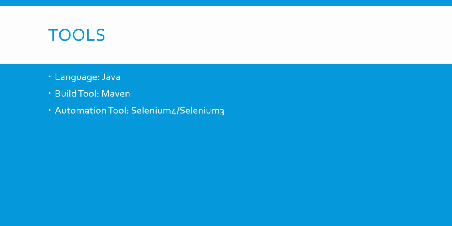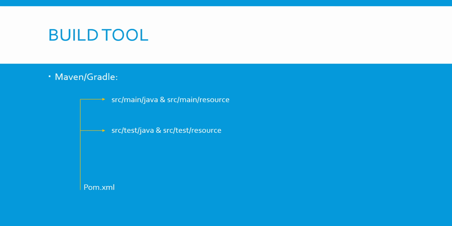The language backing this particular framework, for example Java, and which version of Java you are using, Java 17, Java 21, Java 8, and which build tool you are using, whether it is Maven or Gradle. You can talk about them. And coming to the automation UI tool, you can talk about Selenium 4 or Selenium 3, whichever you are comfortable with or whichever your framework is using. So these are the tools that you need to tell to the interviewer.